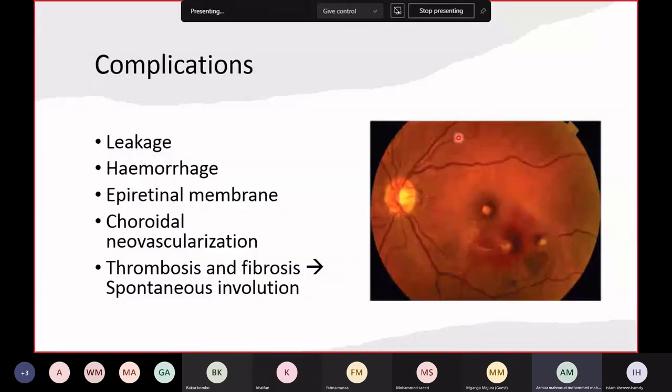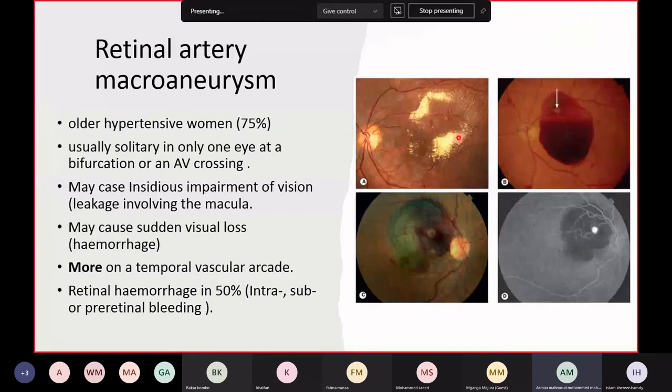Doctor, sorry, if it is covering the blood vessels, where would it be? Yes. So here, for example, the blood happened from this macroaneurysm at the bifurcation there, at the site of the arrowhead here. But because of gravity, the blood is collected downward and giving this fluid level.